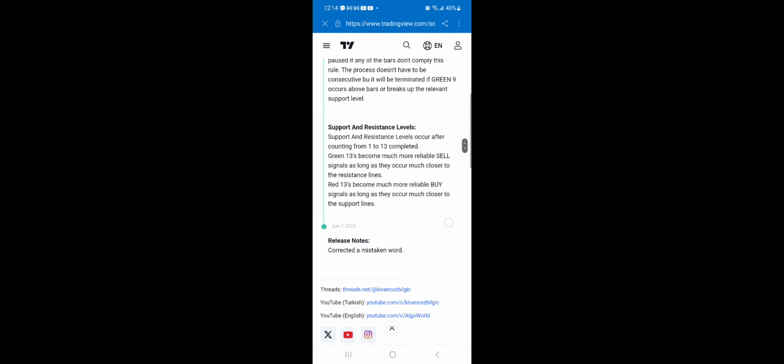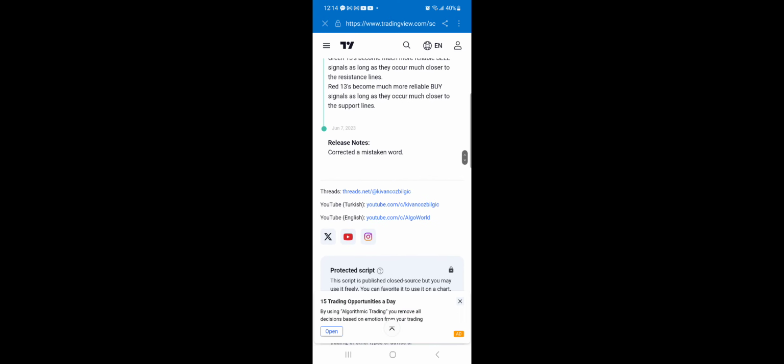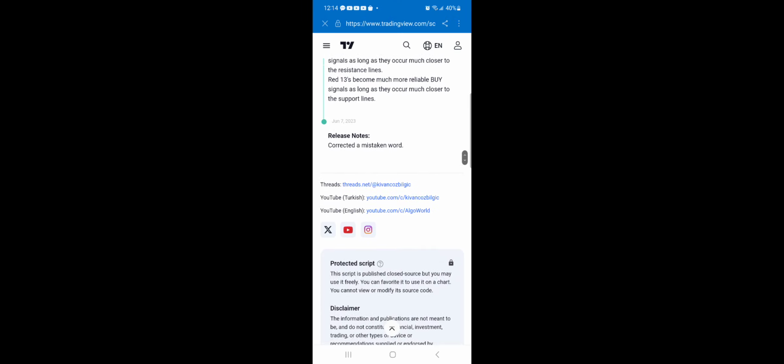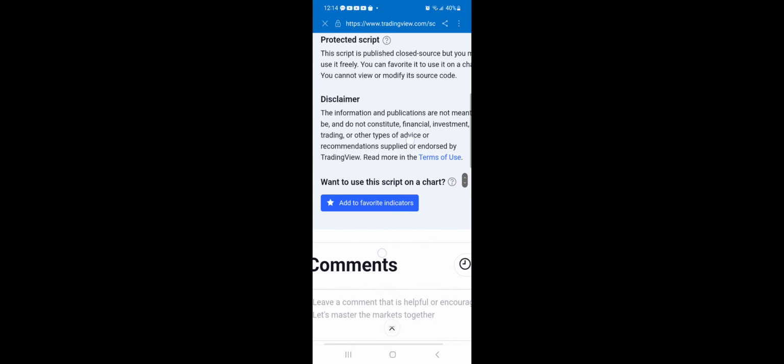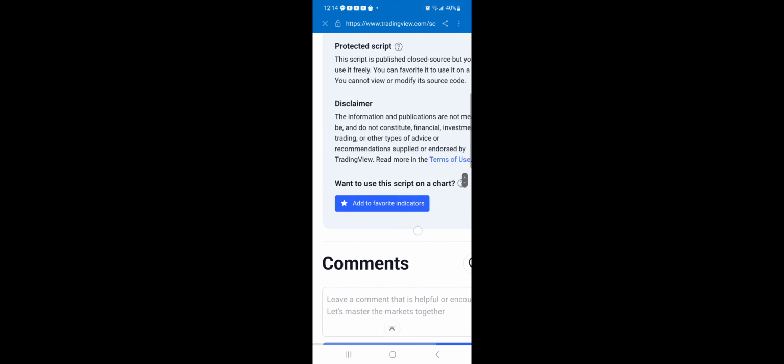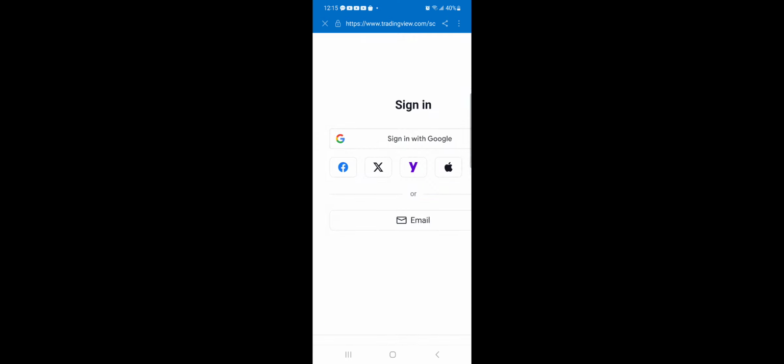Just give some brief explanation of what it is. So when you scroll down, right there it says, want to use this script on a chart? Add to favorite indicators. So if you click that, obviously you sign in. So maybe try that. I haven't tried it, so I don't know if it would work, but someone said it works.